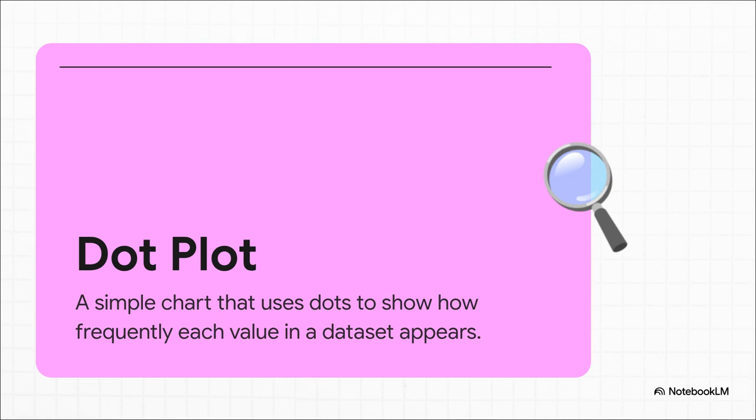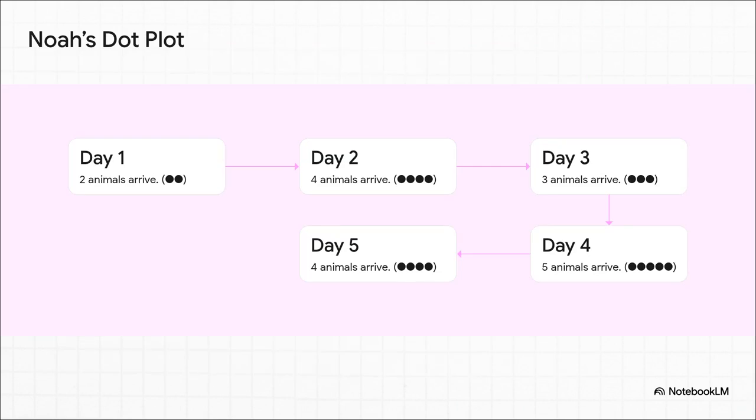Okay, let's actually see this in action. We're going to track animal arrivals over 5 days. So as each day goes by, we just add a dot for every animal that shows up. Just watch. You can see how a pattern starts to show up almost immediately. A story is literally taking shape right in front of us.